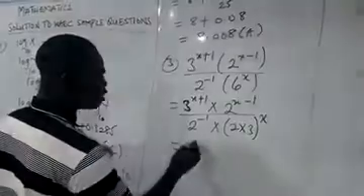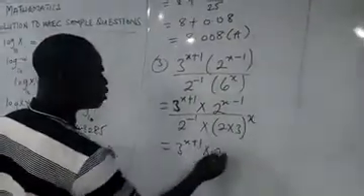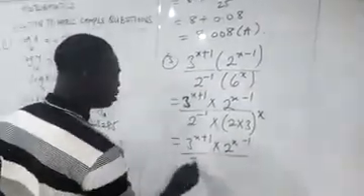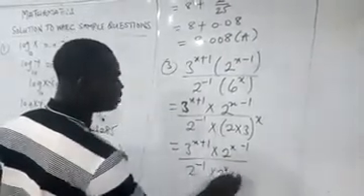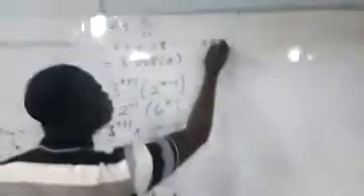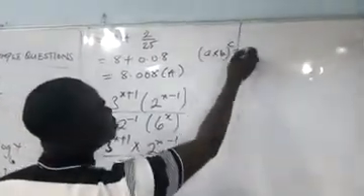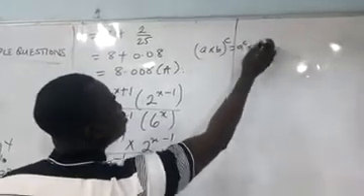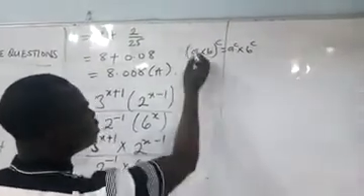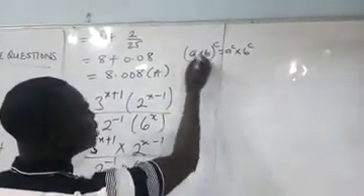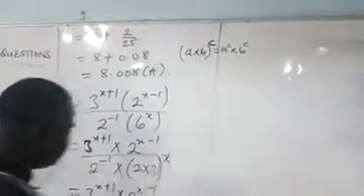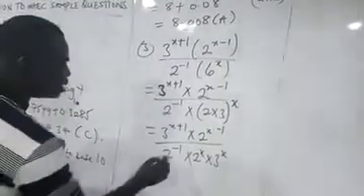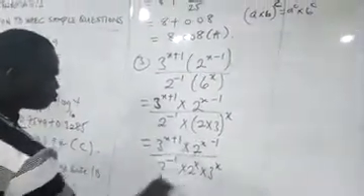So we now have 3 raised to the power x plus 1 times 2 raised to the power x minus 1 over 2 raised to the power minus 1 times, this is 2 raised to the power x times 3 raised to the power x. Don't forget the law that says a times b raised to the power c is equal to a raised to the power c times b raised to the power c. So these numbers inside we share from the power outside individually. That is the same thing we have done here. Now we can bring them together.